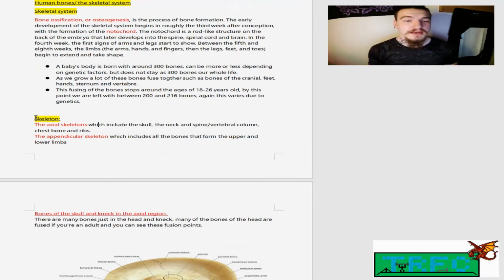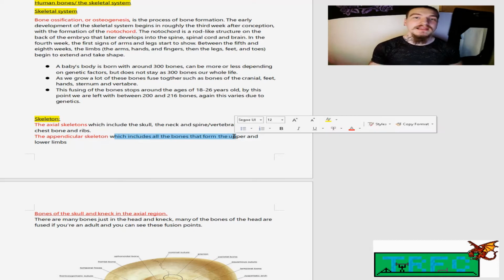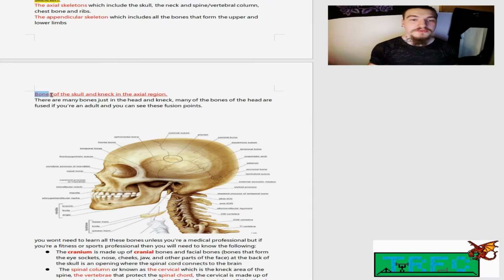Now then, the actual skeleton itself has been split up into 2 categories. So you've got the axial skeleton, which includes the skull, the neck, the spine, the vertebrae columns, the chest bone and the ribs. And then we've got the appendicular skeleton, which includes all the bones from the upper and lower limbs, and this also includes the hips as well. So we'll start off with the bones in the skull and the neck. So this is in the axial region.